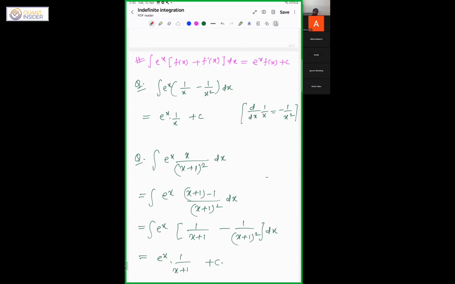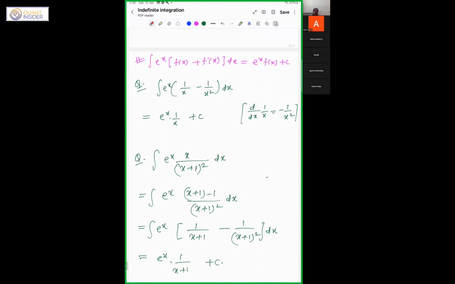Then see the next result for integration. This gives the integration of this type of function. If you have e to the power x and inside the bracket you have f(x) plus f dash x, meaning f(x) and its derivative are both present in the addition, and outside of that addition e to the power x is there, then the integration is e to the power x times f(x).